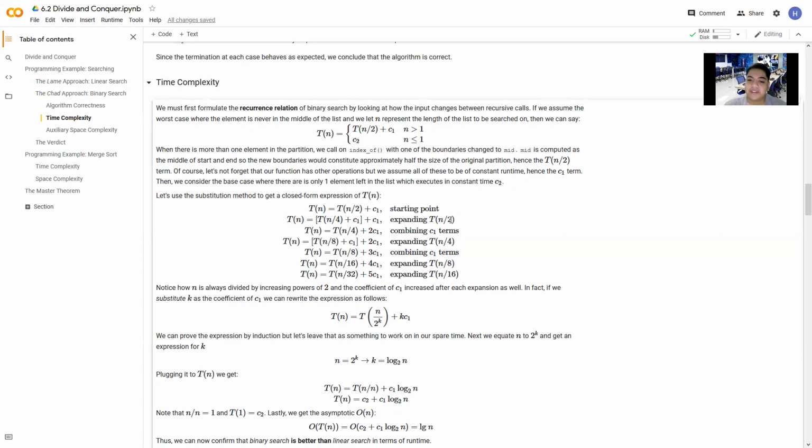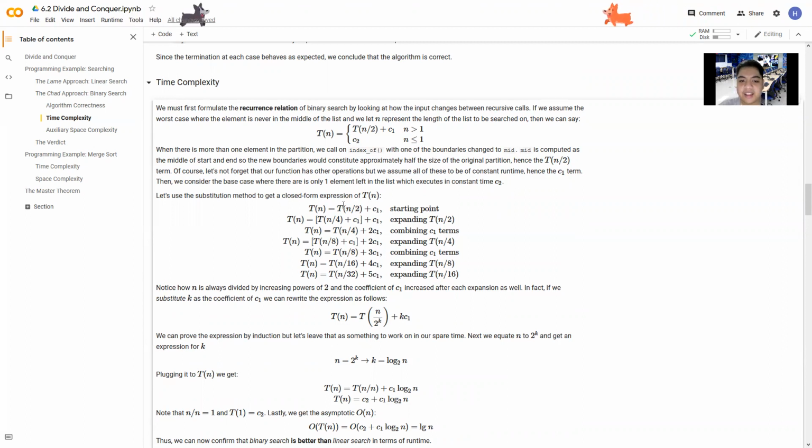Now when we expand T of n over 2, we get T of n over 4 plus c. Then we just combine the like terms, and then we expand the T of n over something term again. So T of n over 4 is equal to T of n over 8 plus c, and that results to T of n over 8 plus 3c in total. And then if we expand this term again, we get T of n over 16 plus 4c. And then when we expand this again, we get T of n over 32 plus 5c.